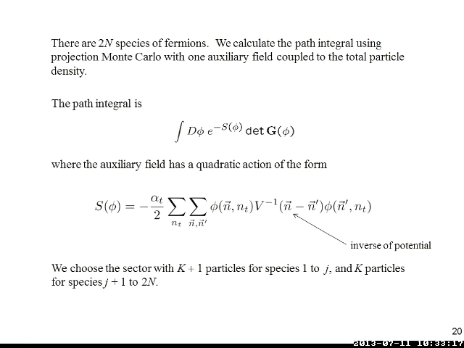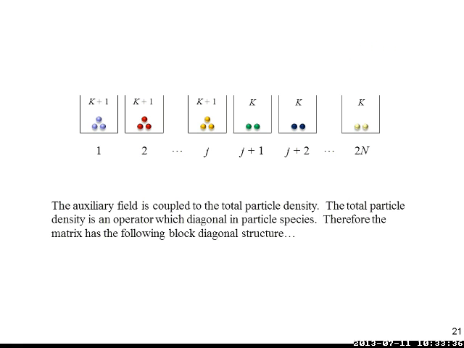Well, consider the case where you have k plus 1 particles for j species. We have 2N species of particles. Suppose you have k plus 1 particles for the first j, and then you have k particles for the next 2N minus j. Here's a pictorial representation. You have k plus 1 for the first j, and then just k for the rest of them.